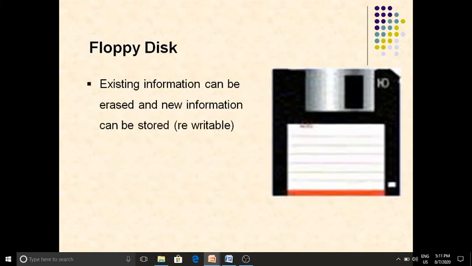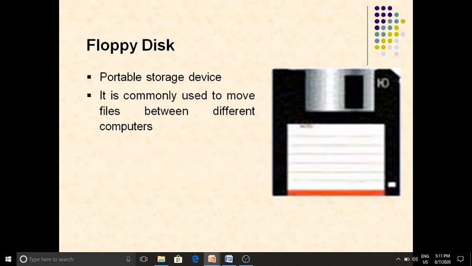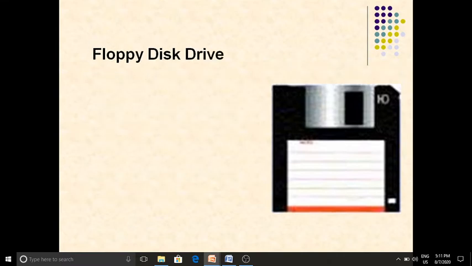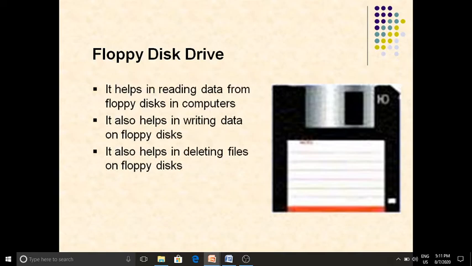So we were discussing the functions of the floppy disk in these slides. Now we are discussing the functions of the floppy disk drive. What is a floppy disk drive? It is the box where we keep the floppies for use. It helps in reading data from a floppy disk in computers. It also helps in writing data on a floppy disk. It also helps in deleting files on floppy disks. So these are the functions of the floppy disk drive.